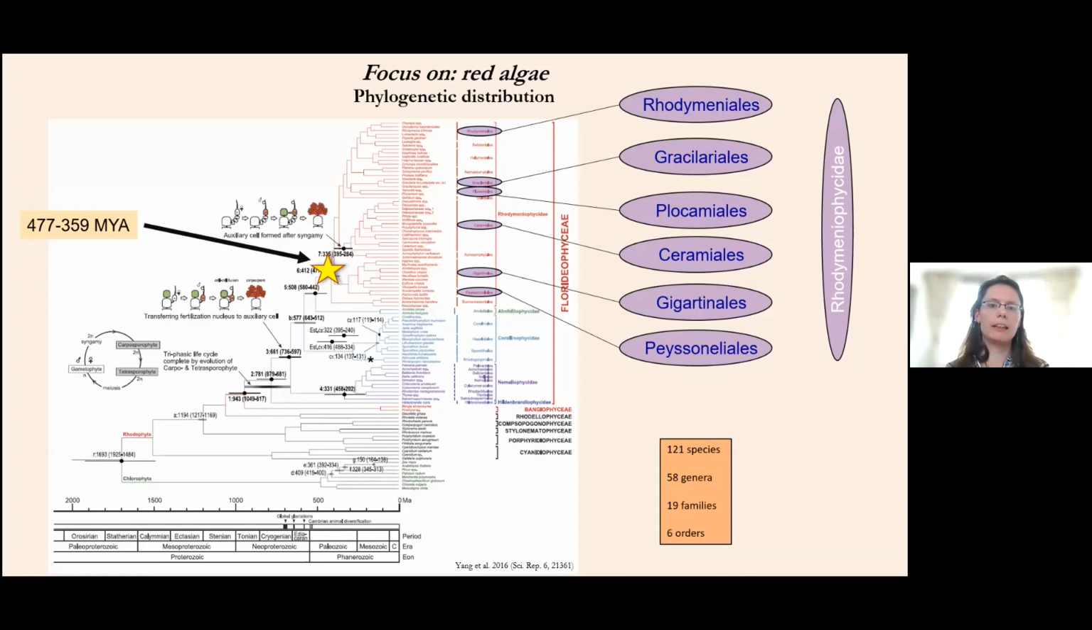And we started by looking at the phylogenetic distribution. All the structurally colored red algae are in six different orders, which all diverge around 477 to 359 million years ago. So not very soon after the Cambrian explosion, which saw the emergence of a countless number of new organisms on Earth.